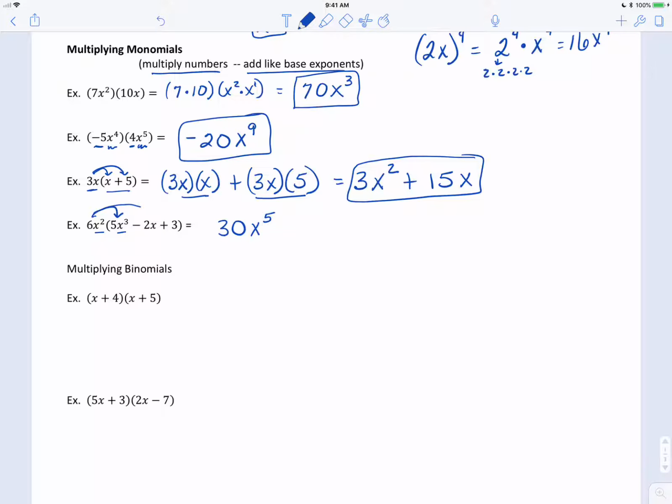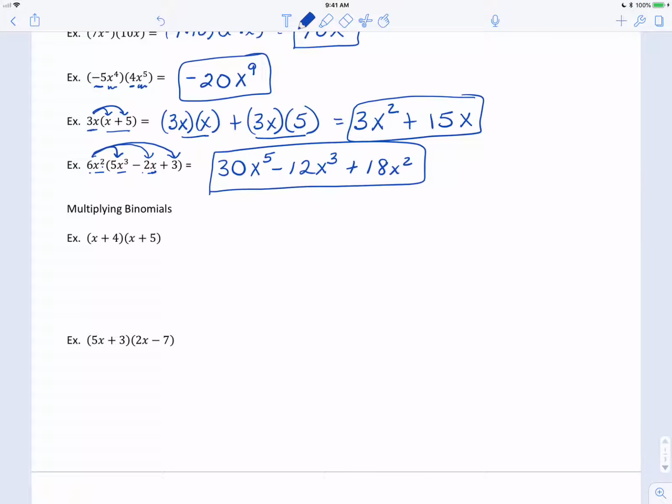Now we're going to do 6x squared times that negative 2x. So 6 times the negative 2 is negative 12. Add my exponents. I have 2 here plus 1 on this term, so x cubed. Now 6x squared times the 3. Multiply the numbers. 6 times 3 is 18. And x squared times nothing over there. We still just have that x squared. Okay, so hopefully that's not too bad.